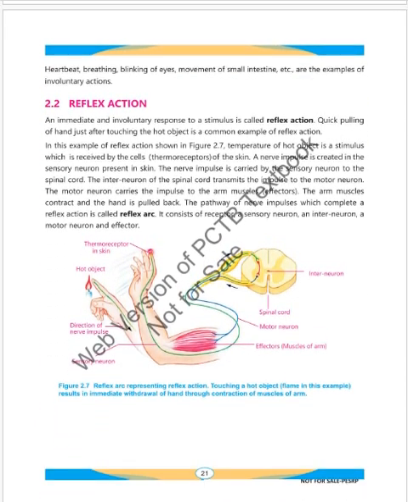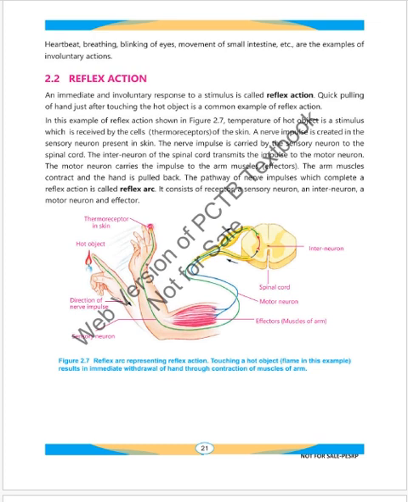Heartbeat, breathing, blinking of eyes, and movement of the small intestine are examples of involuntary actions. Reflex action: an immediate and involuntary response to a stimulus is called reflex action. Quick pulling of the hand just after touching a hot object is a common example of reflex action.